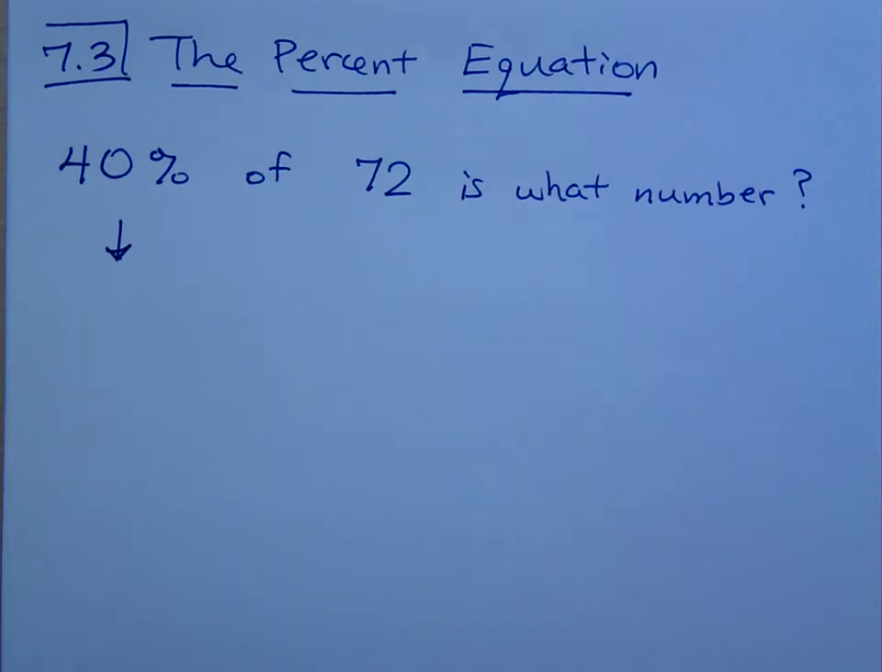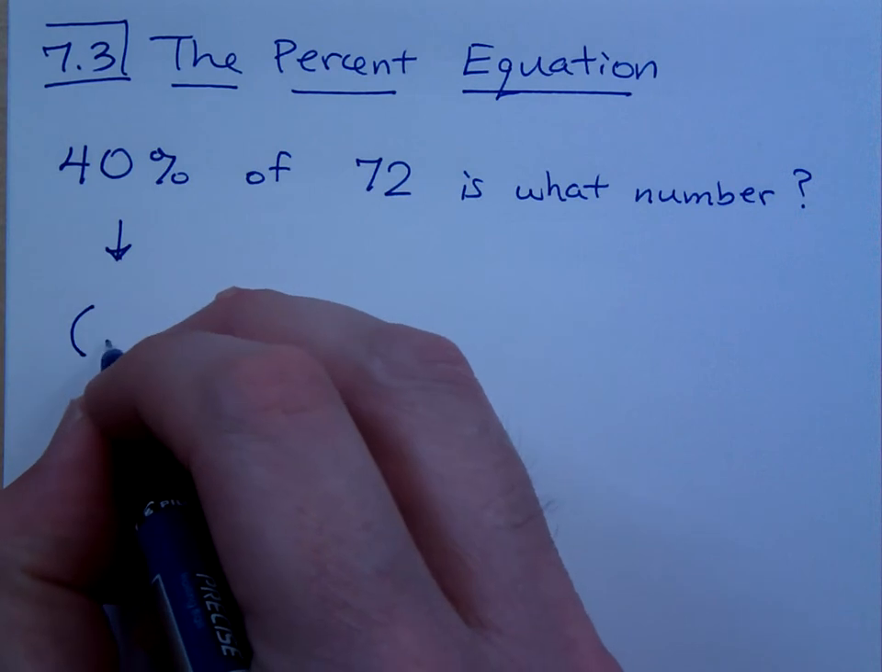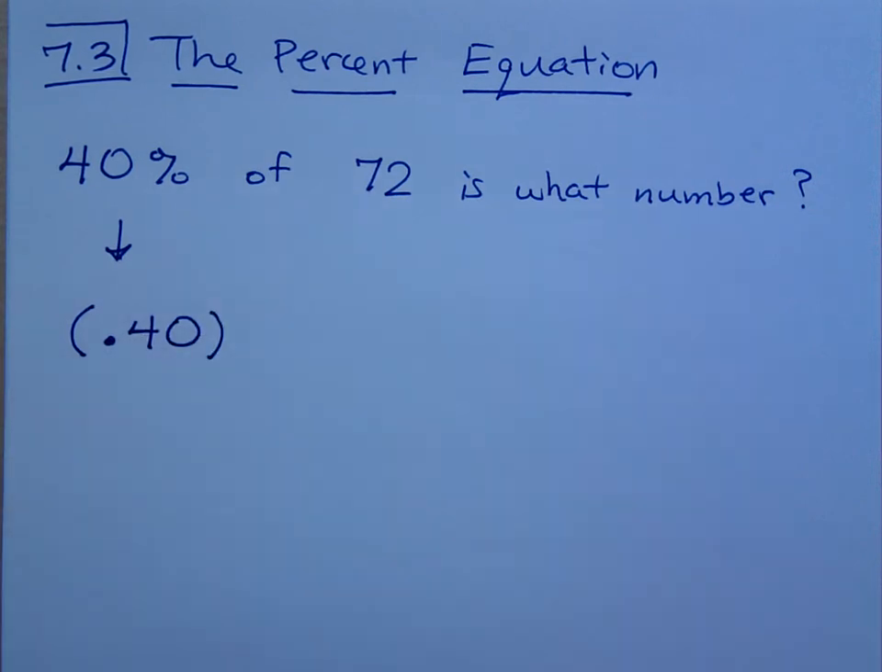You could say 40 over 100, but let's do decimals. I mean, after all, we get to use our nice little friend, the calculator. He loves the decimal. He doesn't like the fraction. What's 40% as a decimal? 0.4, you say 0.40 if it makes you feel better. I just want you to be happy, right?